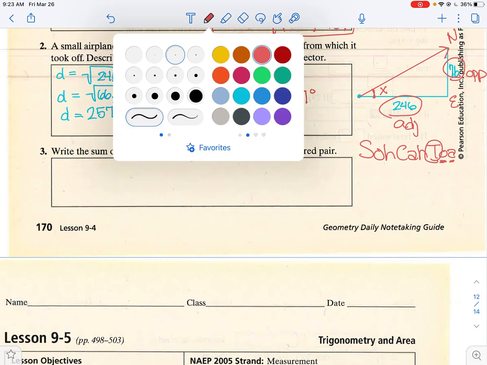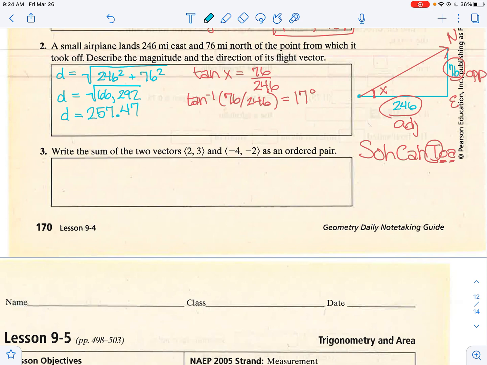So our plane flew about 257 miles, about 17 degrees north of east. There you go.